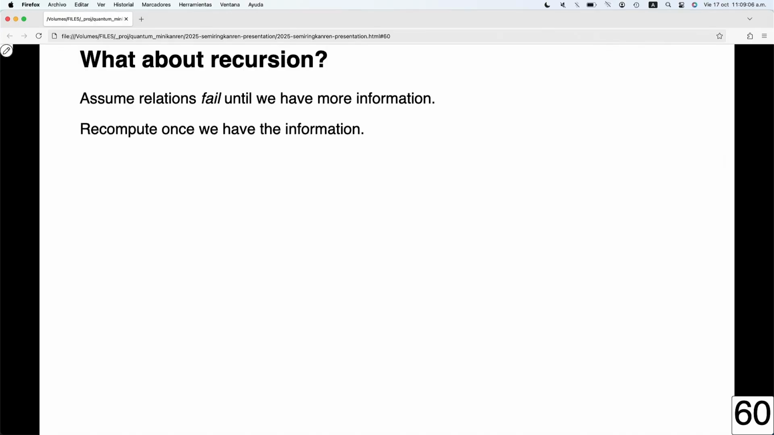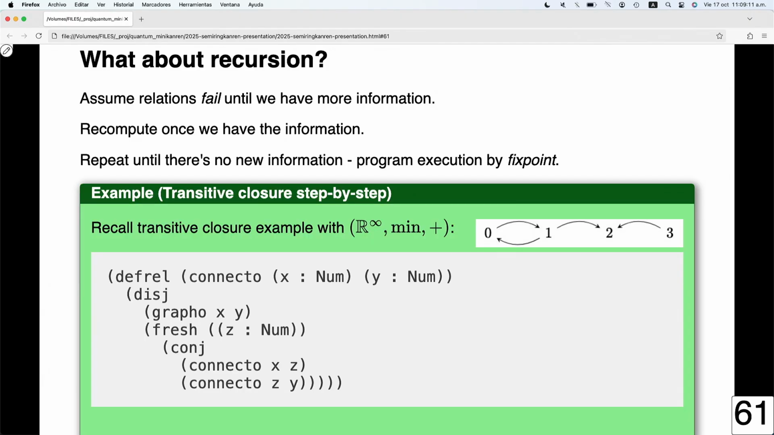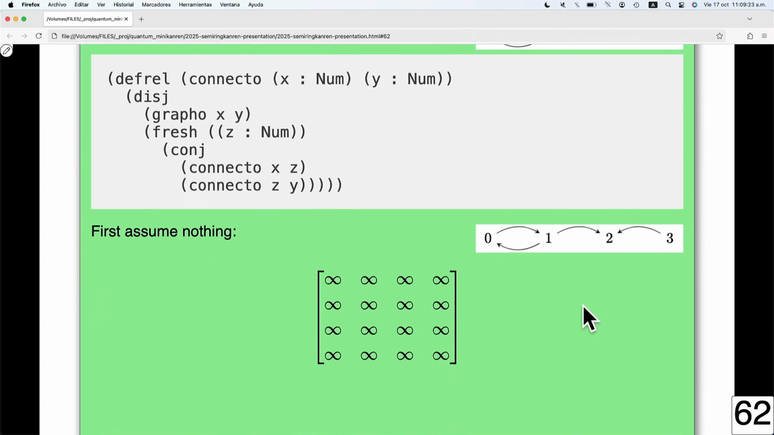Once we have this initial version of the array calculated, we have some more information, so then we compute it again, and we repeat this process until there's no new information, so we calculate by fixed point, similar to Datalog. So going back to this transitive closure example, I'll do a step-by-step walkthrough of it. We start with the all zero case. So infinity is 0 for the min tropical semiring. So we start by assuming there's no connectivity.